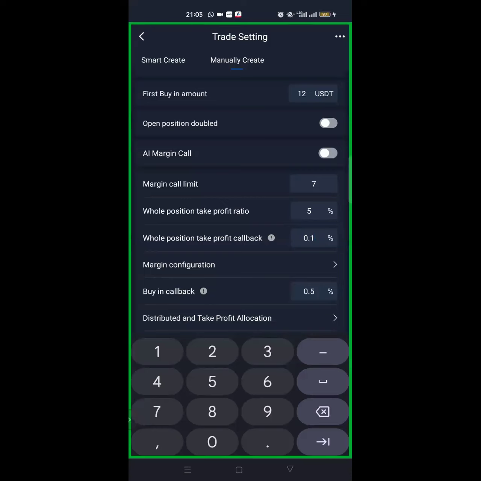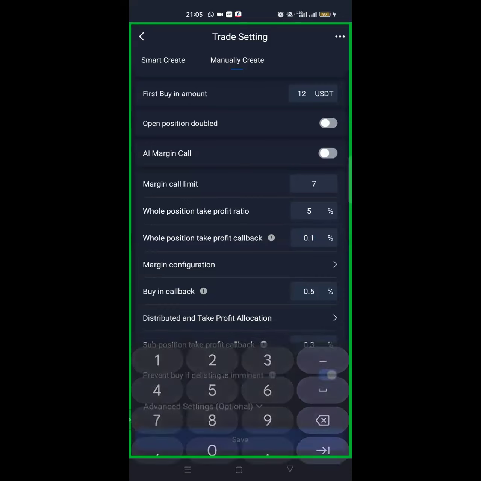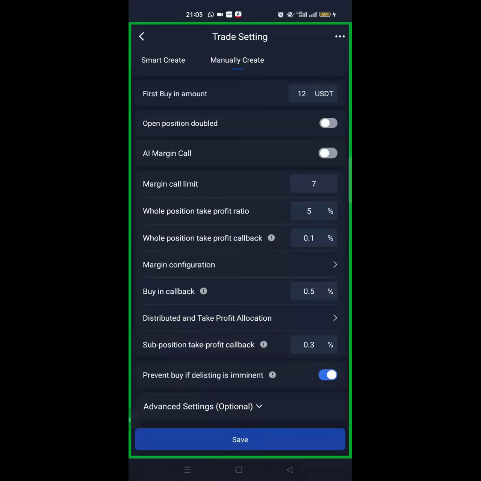So that's the explanation of what the whole position take profit can do. If you set 5%, you cannot get exactly 5%. Your callback function will have to come in. It's higher than 5% or lower than 5%. And that depends on your callback. That's why the robot is telling you, don't set it too high. Because if you set it too high, the callback is going to follow the callback, and it's going to give you lesser profits.